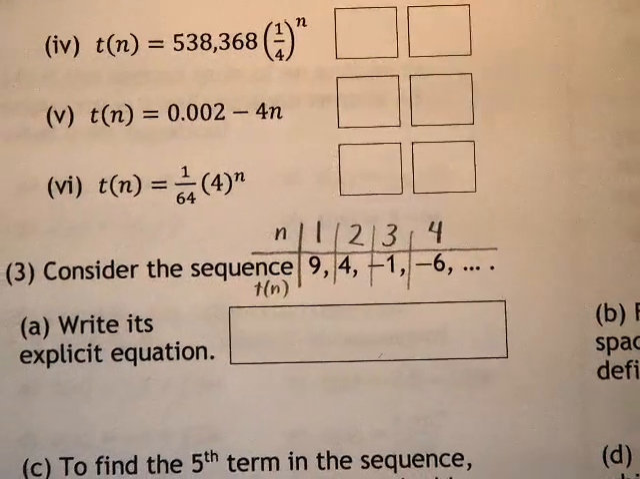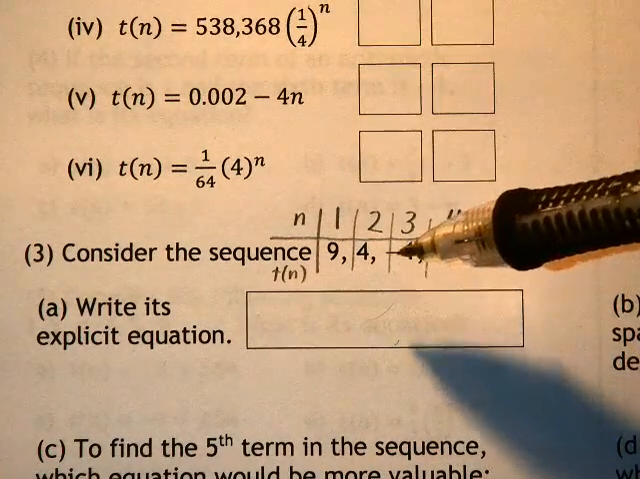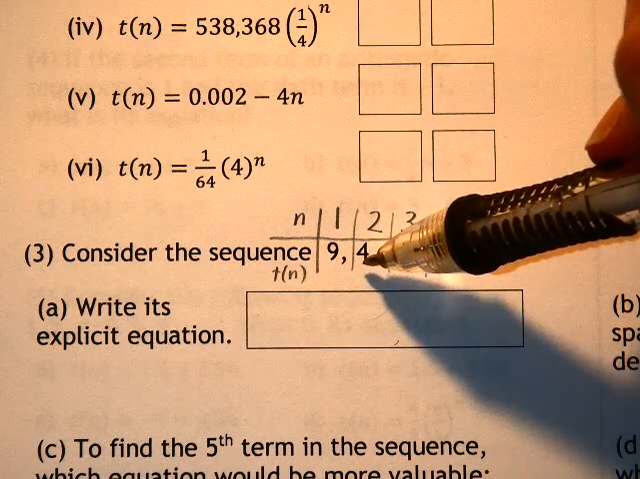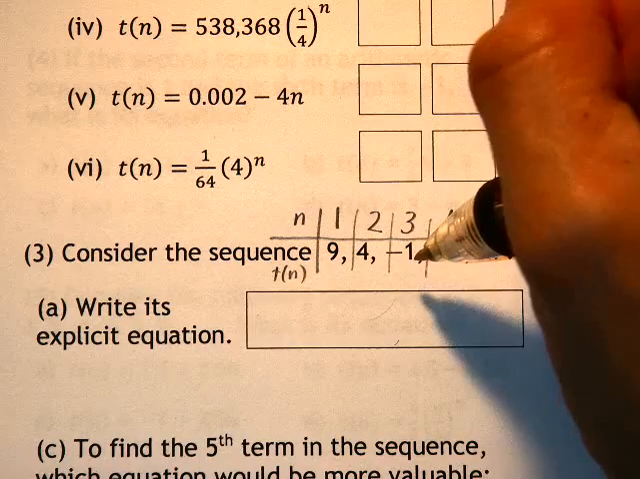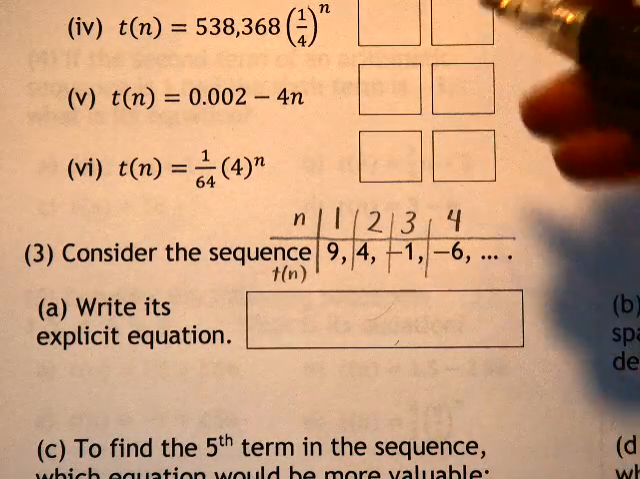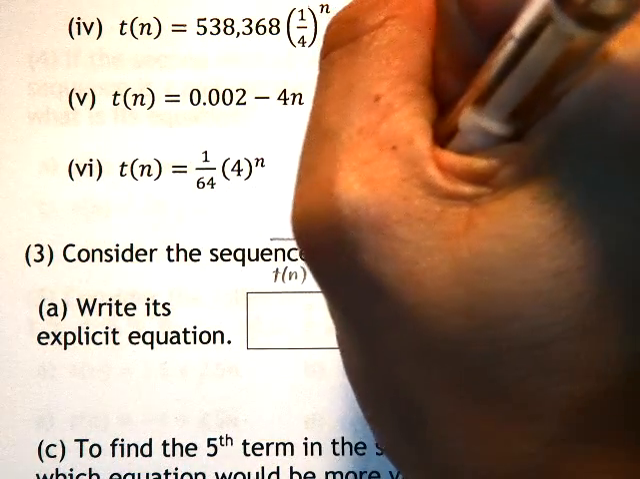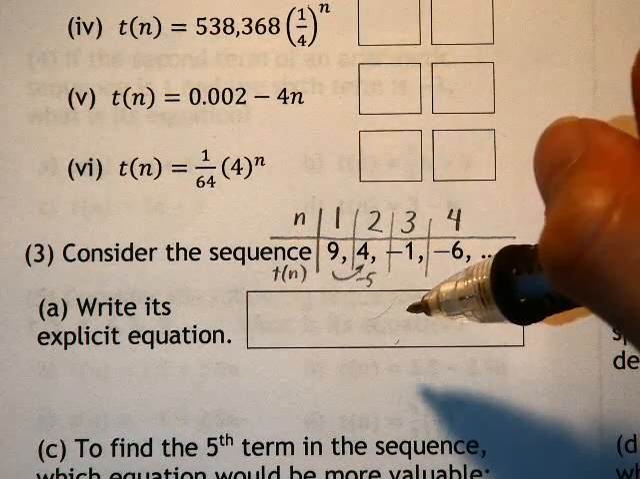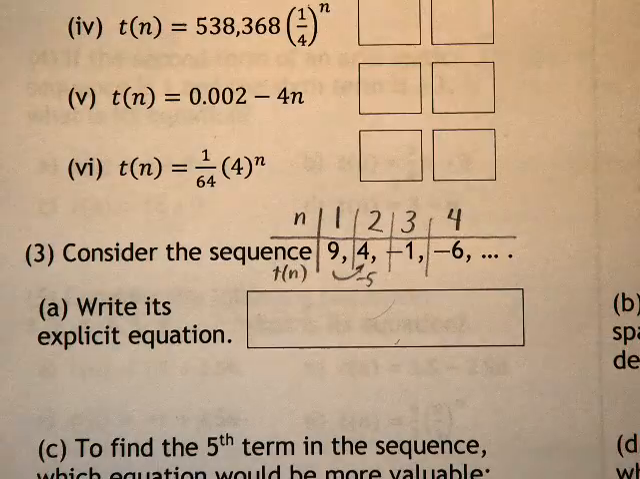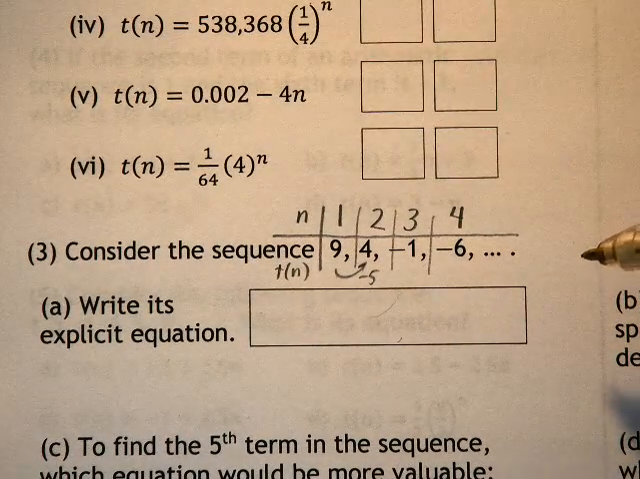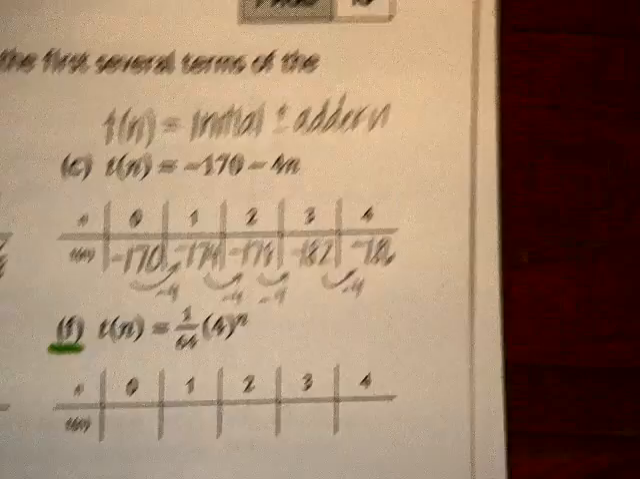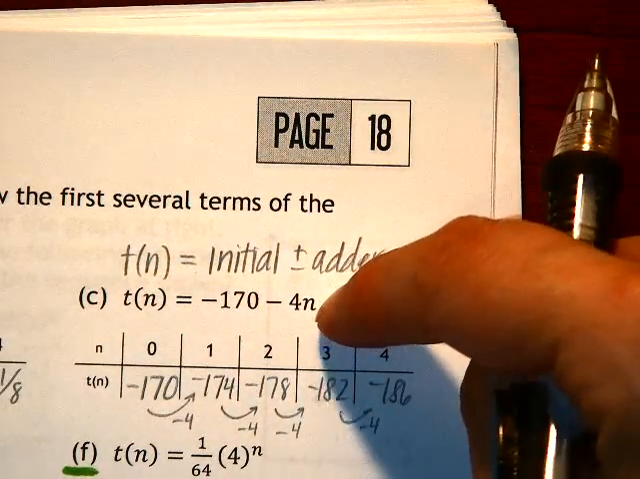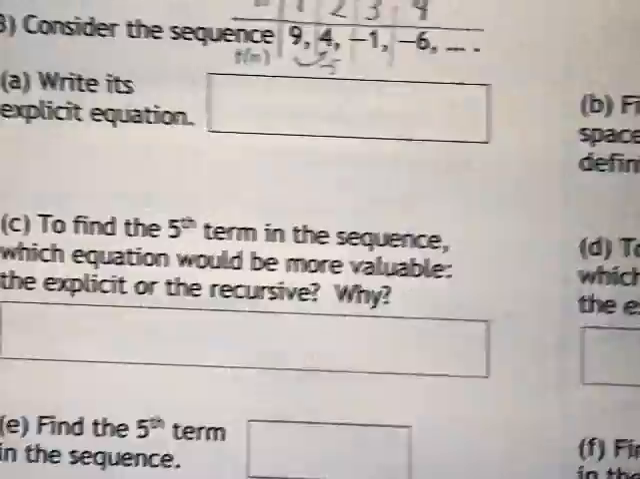But let's see if we can look at the pattern. 9 to 4, it doesn't look like it has a nice multiplier, so let's try subtracting. 9 minus 5, 4 minus 5, ooh, that looks like it's working, minus 5. It seems like we found the pattern. We're subtracting 5. And since we're subtracting, not multiplying, this means that it must be an arithmetic equation. So I can steal from the example that I did up here in letter C, which was also arithmetic, if I need an example from question number 1 to do this.